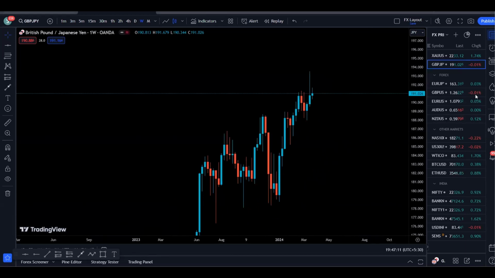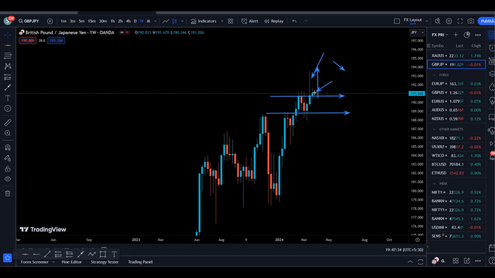If we mark our support and resistance, we can see that this was a resistance, and this was a support. We can see the last weekly candle closed with a small body with rejection to the upside and to the downside. Also, we have this wick to fill on the left hand side that we can see. So there is a very high probability for the price to continue going to the upside.